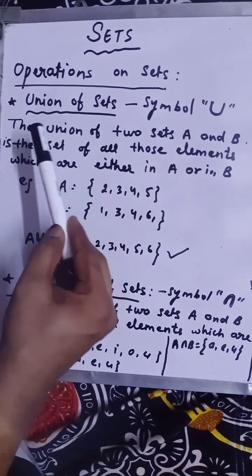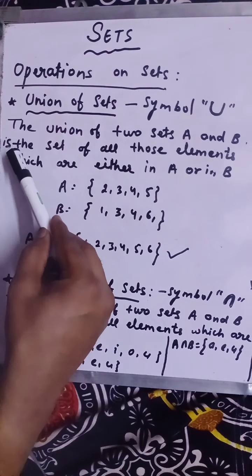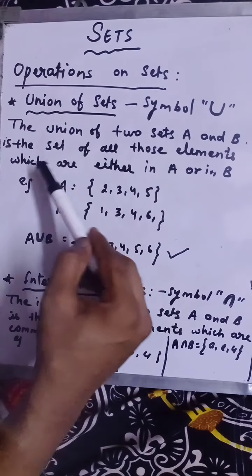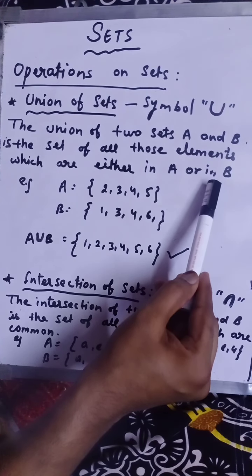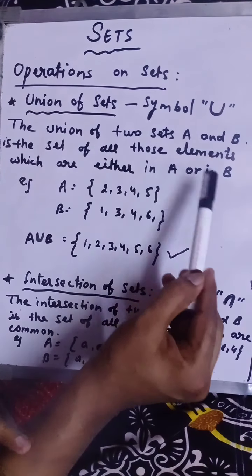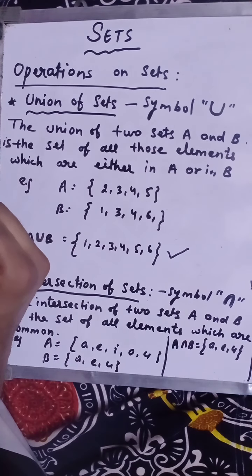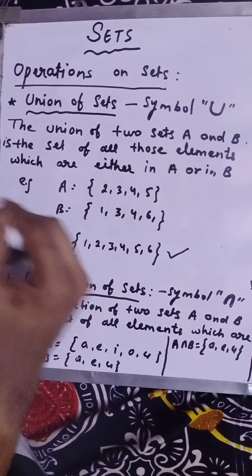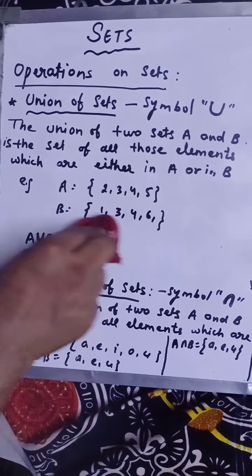Now, the definition: the union of two sets A and B is the set of all those elements which are either in A or in B. Now you are getting something. You have to write all the elements which are in A or B. That is known as the union of two sets. Now clear? Okay, now you can take one more example.